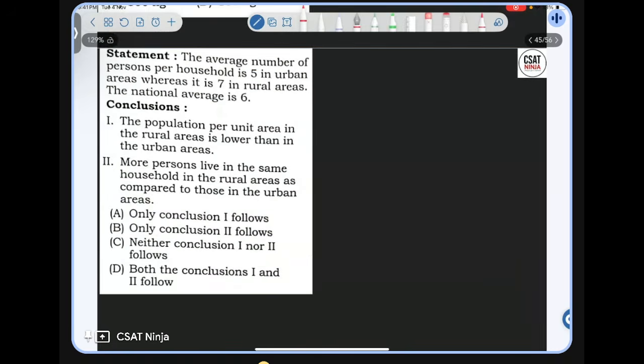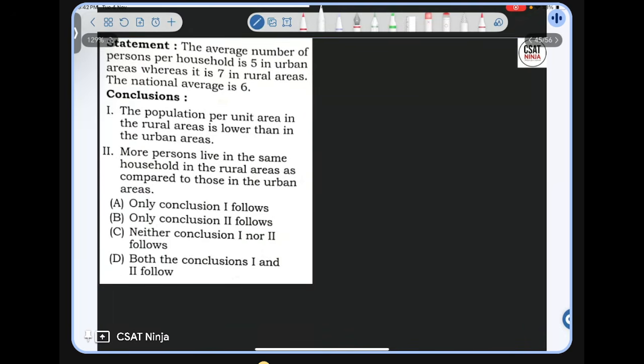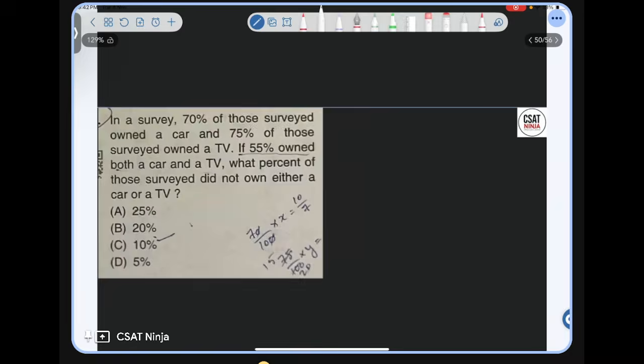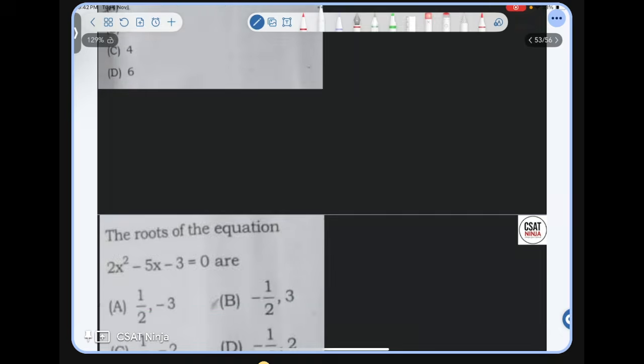It's a critical reasoning question. So let's try this. We are coming to an end, I guess. 45, 56, which means 10 questions.